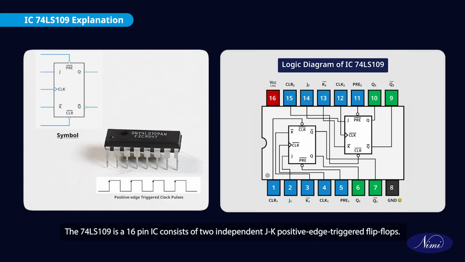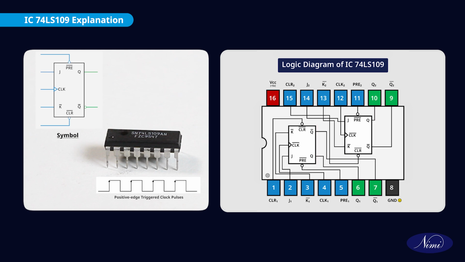The 74LS109 is a 16-pin IC consisting of 2 independent JK positive edge-triggered flip-flops. The 74LS109 is characterized for operation from 0 degrees Celsius to 70 degrees Celsius. The feature of 74LS109 is a package.